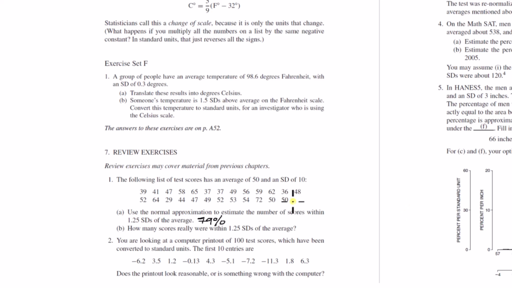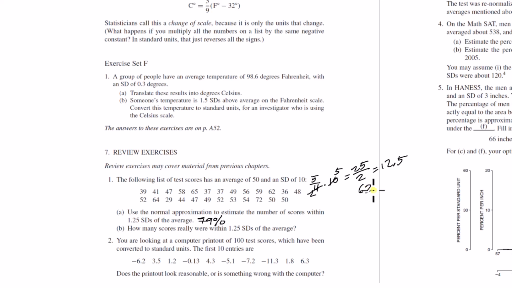So, okay, 1.25 standard deviations. What is that? How much of a deviation is that from the average? What is 1.25 standard deviations? So 1.25 is 1 1/4. That's 5/4 times, so 1.25 times the standard deviation of 10 is 25 halves, 12 1/2.